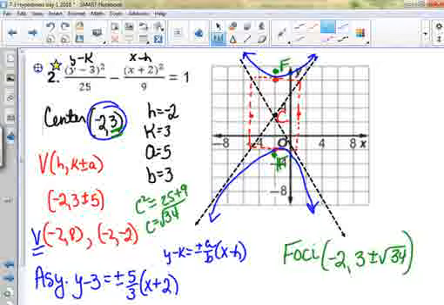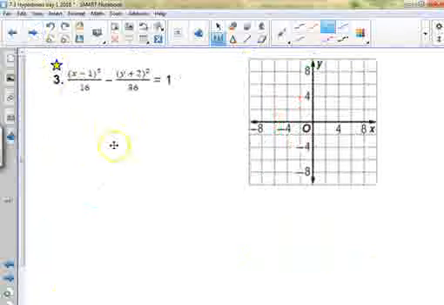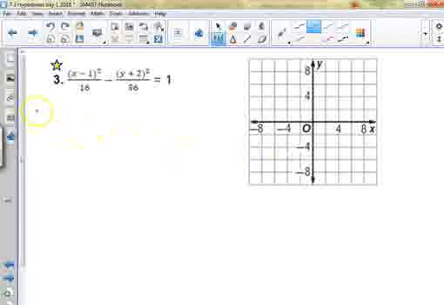Who's got a question? Nobody yet? All right, let's try this one. Let's write down, because some of you need a recipe. Write down the recipe. What is h? Remember, h is always in with the x, so it's 1. And with the y is the k. K is what? Negative 2.